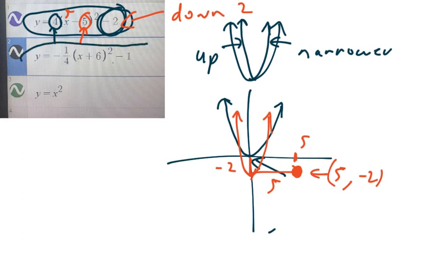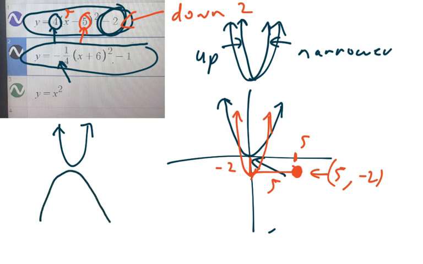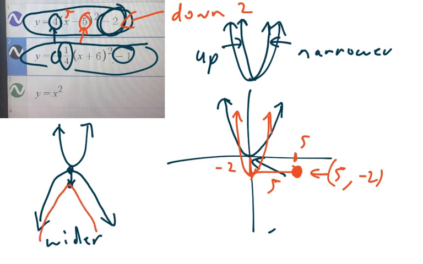Let's look at the second graph. Notice it's a negative. That means instead of opening up, I know it's going to open down. And notice, see how I made it wider? How do I know it's going to be wider? Because there's a fraction in front. So the negative makes it open down. The 1/4 means it gets wider. What else? See that -1? That means instead of being here, it's going to move down 1 spot. So now it's going to be here.